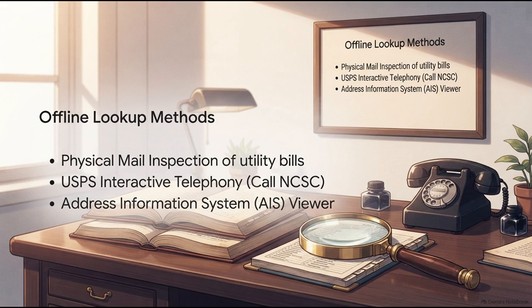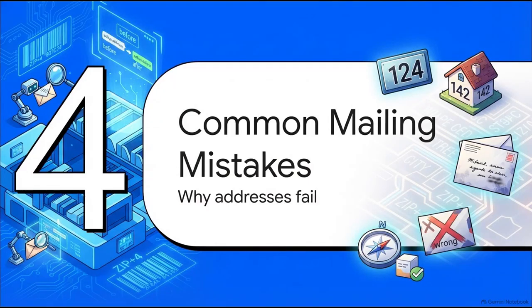Check an automated utility bill or tax document. Those are generated by commercial systems that pretty much always use the full ZIP+4. You can also use USPS interactive telephony by calling the NCSC at 1-800-238-3150. Or, if you're a logistics pro, you can use the Address Information System or AIS Viewer for offline database queries.